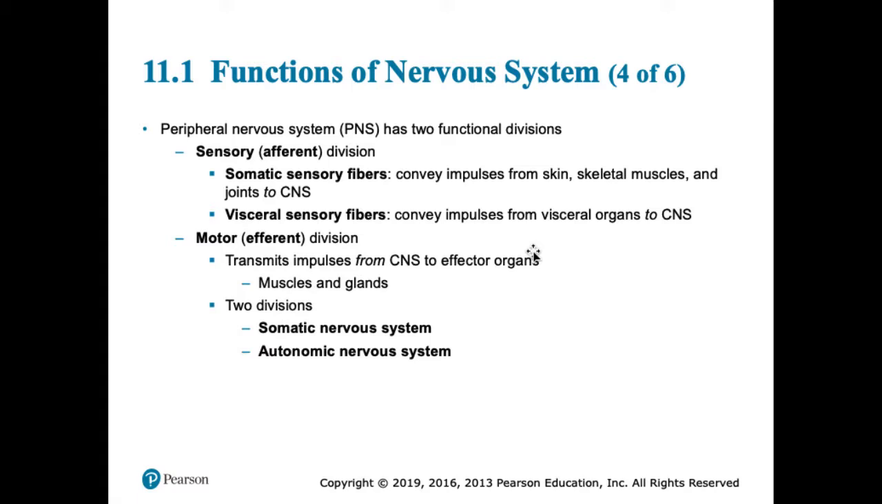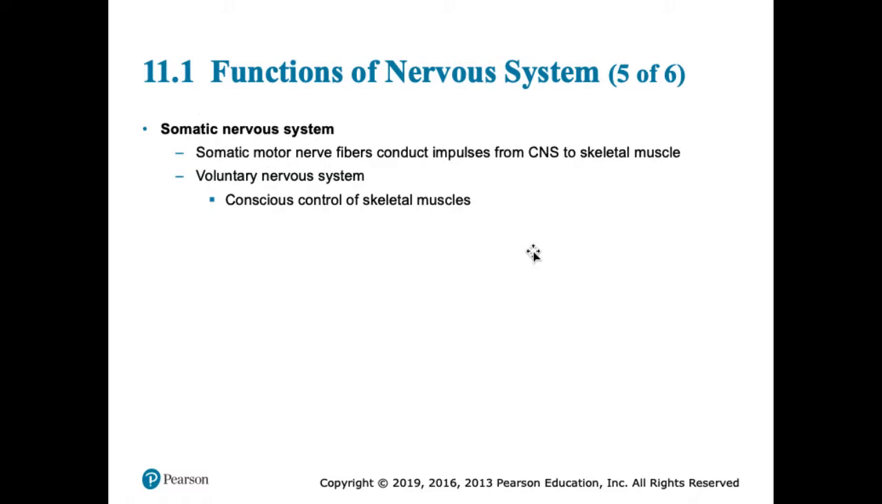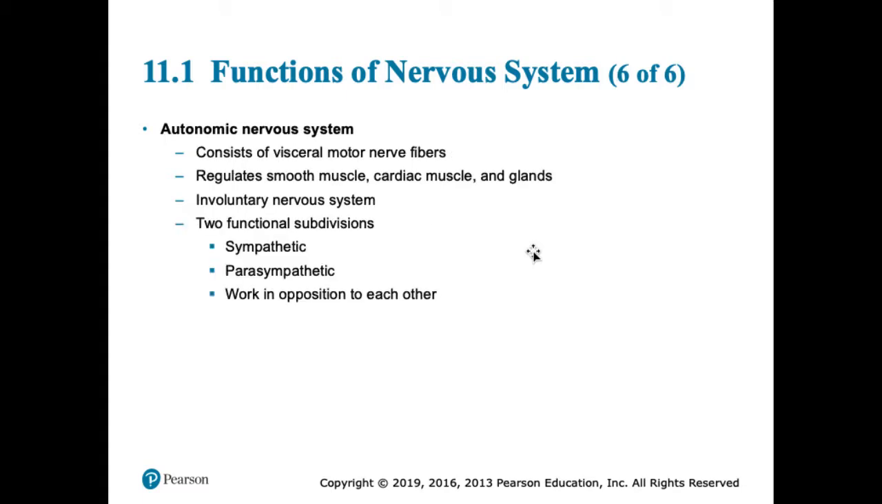Then you have the efferent, or the motor division. The motor division is responsible for transmitting impulses from the CNS to the effector organs, things like the muscles and glands. And of course, it has two divisions, the somatic nervous system and the autonomic nervous system. The somatic motor nerve fibers conduct impulses from the CNS to skeletal muscle, and it's a voluntary nervous system. It's conscious control of these skeletal muscles.